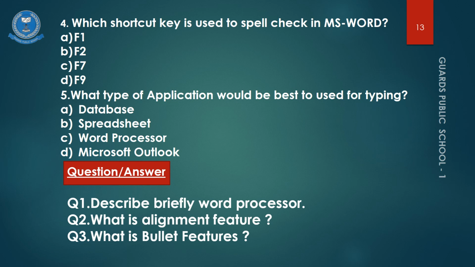It is continued with question and answer. Question number 1, describe briefly word processor. Question number 2, what is alignment feature? Question number 3, what are bullet features? So students, all these questions are in your computer handout. So you must learn and write them on the foolscap sheet.